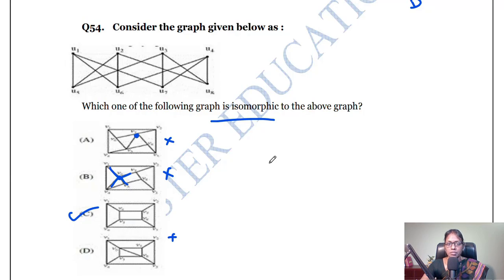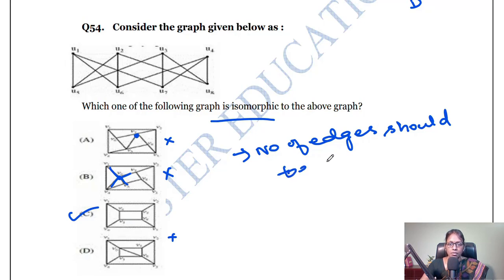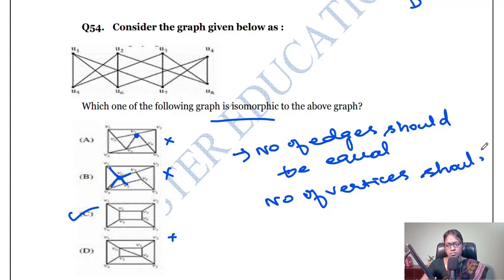Isomorphic means the number of edges should be equal for this graph and that graph. The number of vertices should be equal. And the cycle length should be equal.